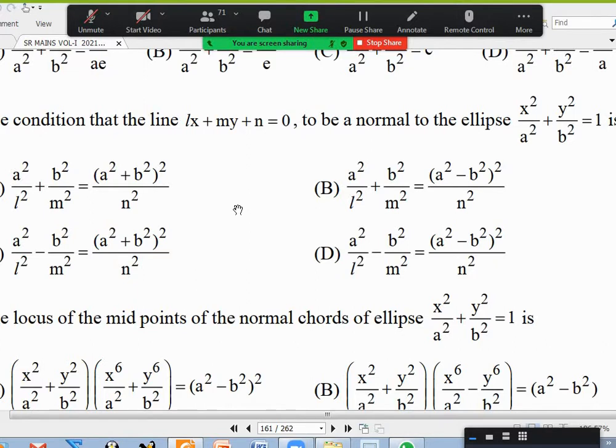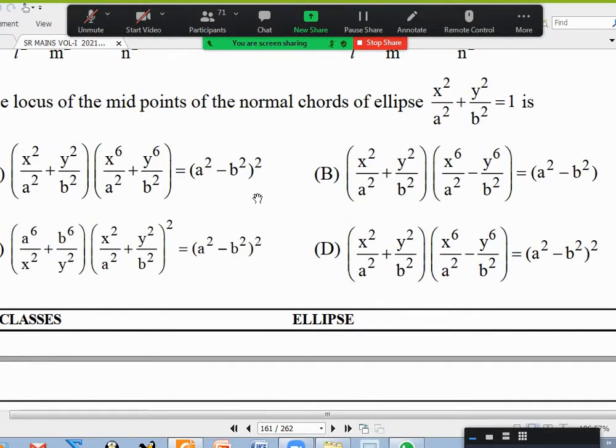Take the general normal, x1 by a square x minus b square y by y1 equal to a square minus b square. Compare, get x1, y1, put it in the elliptic equation. Or compare with ax by cos theta minus by by sin theta equal to a square minus b square. You'll get cos theta equal to something, sin theta equal to something, square and add, and that you'll get. That's how we did it in the class. Okay? Yes, sir.